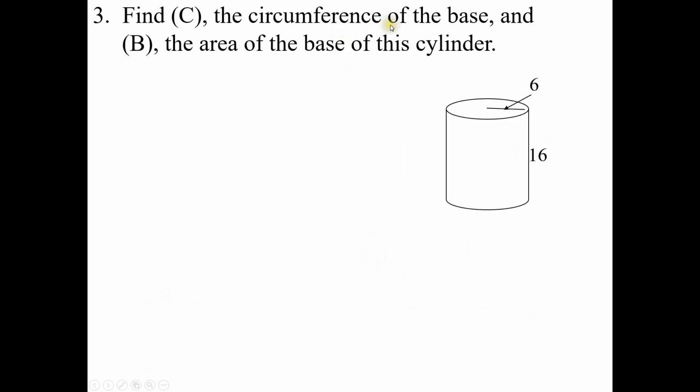Okay, circumference of the base. Okay, this base of this cylinder is a circle. So circumference formula is 2 pi r. So you're going to take 2 pi r and plug in the 6 because that's the radius, right? 2 times 6 is 12 pi. 12 pi is a good answer.